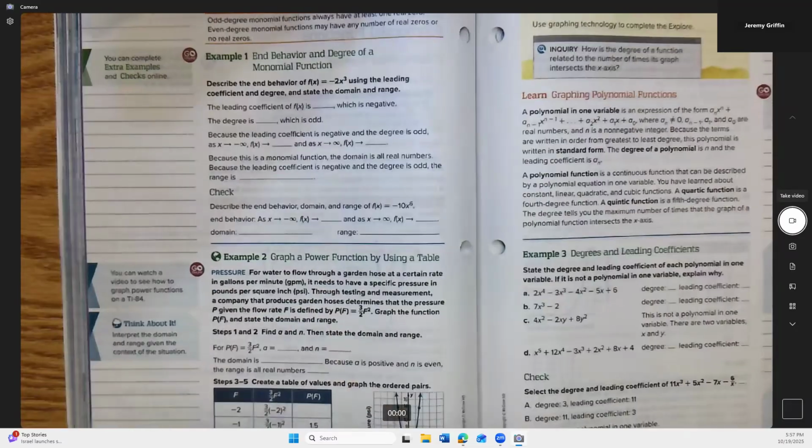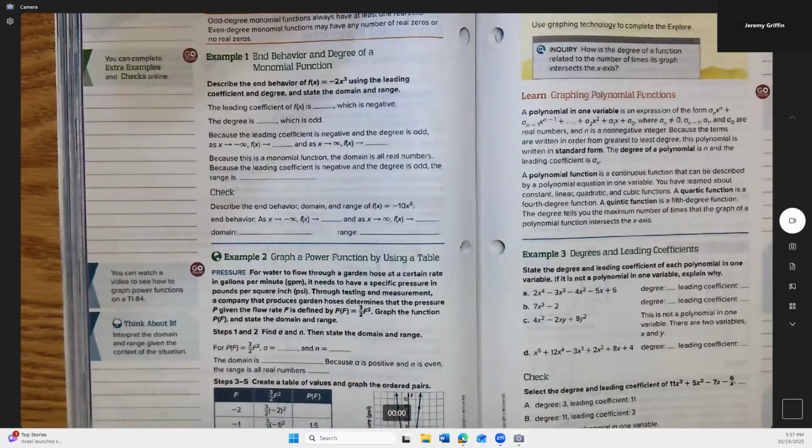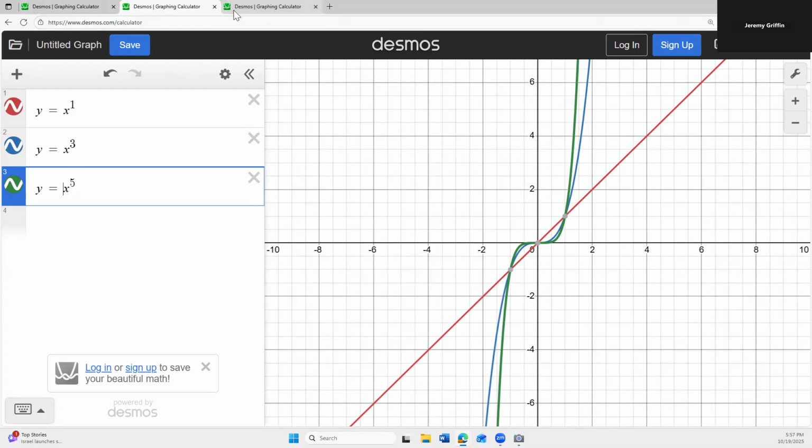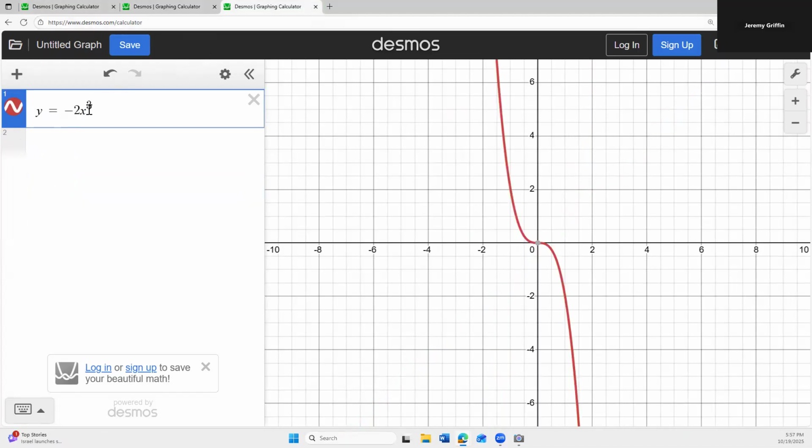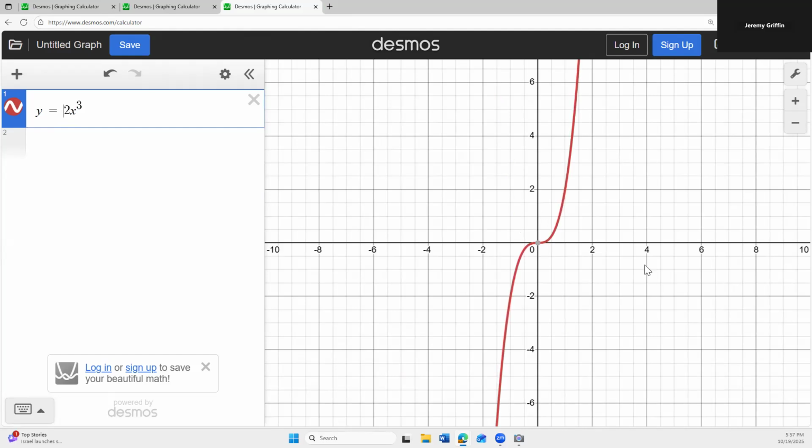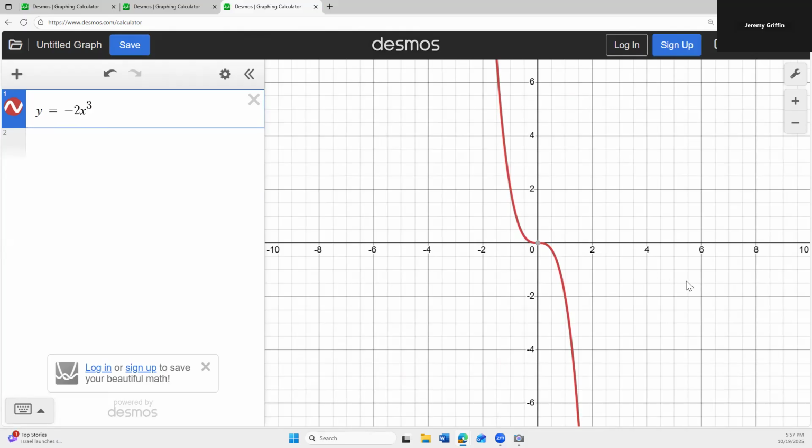Okay, so I bet a lot of you guys could figure out what this is going to look like. Let's see, I think I got this on Desmos right here. There it is, negative 2x to the 3. So here, if it was just x to the 3, it'd go up to the right forever, down to the left forever. By slapping the negative, it flips it upside down, okay, up to the left forever, down to the right forever.